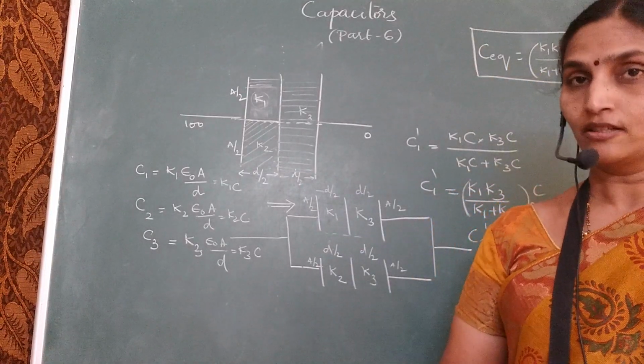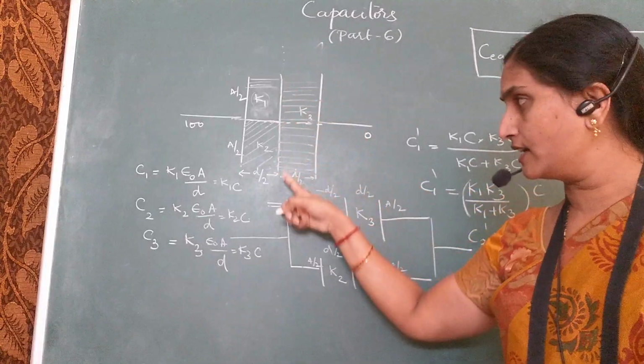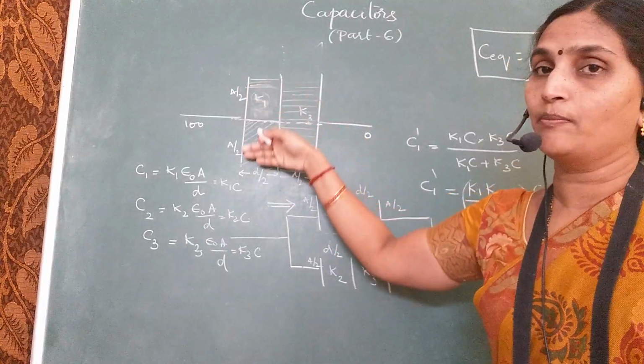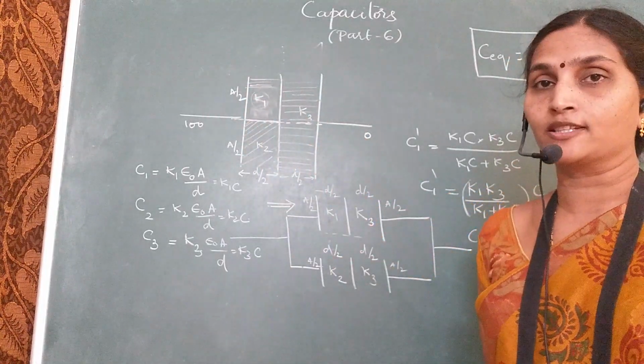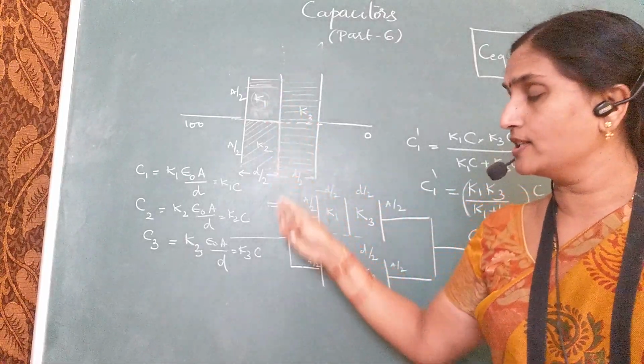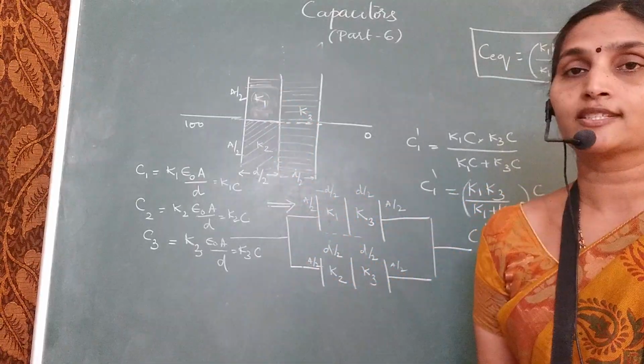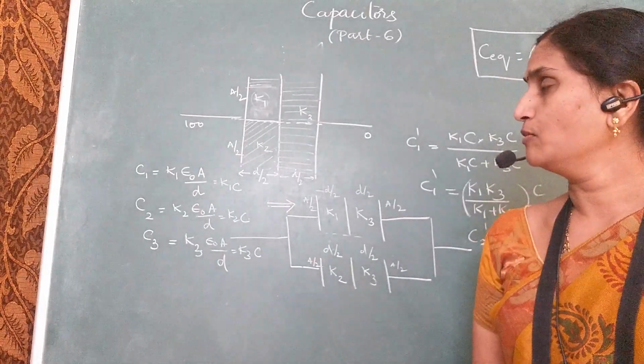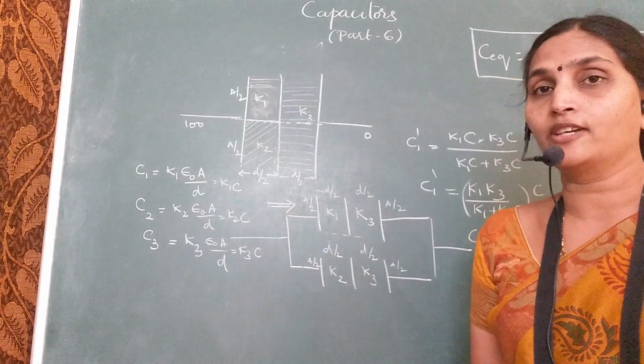So again I repeat, do not make the mistake of dividing it like this, taking K1 and K2 in parallel and that in series with K3. Because when you divide it along this line, it is not an equipotential surface. So this is another model related to the dielectric slabs.